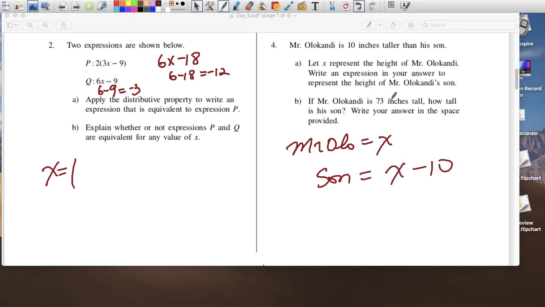And if Mr. Olokande is 73 inches tall, well, now we know that x equals 73. What is the height of his son? Well, let's just replace it, and you get that the son is 63 inches. Okay.